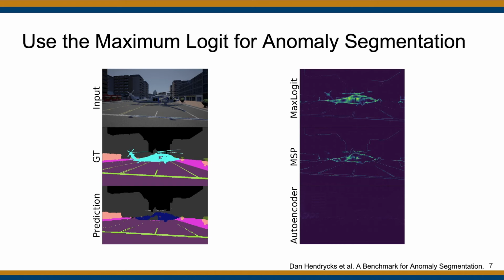So as it happens, the maximum logit is useful for large-scale image classification and also for anomaly segmentation for large-scale images that have very diverse backgrounds and lots of different objects. So for fairly complex scenes, this also seems to be the best plug-and-play baseline.